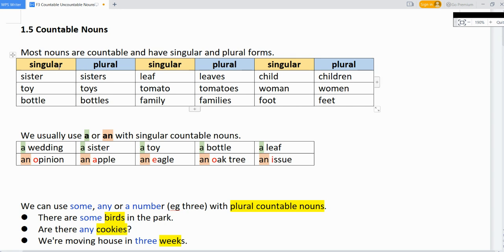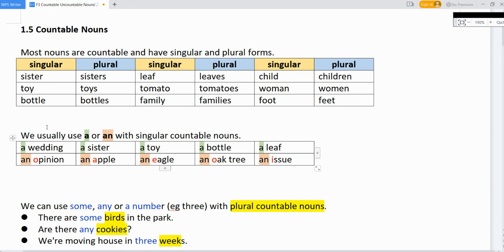So if we look at this table, in the first column, we have singular noun. For example, sister. If there are many of them, for plural, we call it sisters with the S at the back. Okay, one toy, many toys. One bottle, many bottles. One leaf, many leaves. One tomato, many tomatoes. One family, many families. One child, many children. One woman, many women. One foot, many feet. Okay.